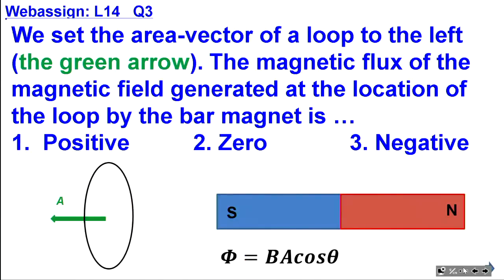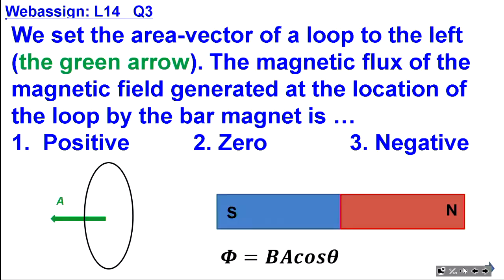Now we are given the direction of the area vector. It is set for us to the left. So now, please tell me the magnetic flux at the location of this loop generated by this magnet is... and basically you have to go back to question 2, add one more feature.